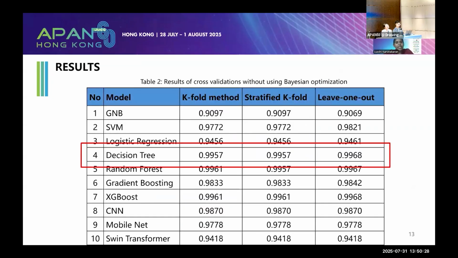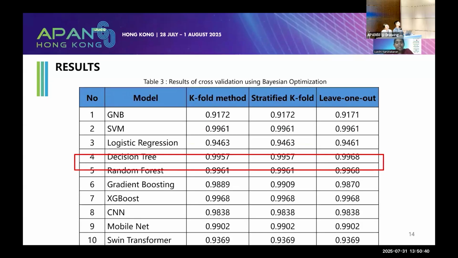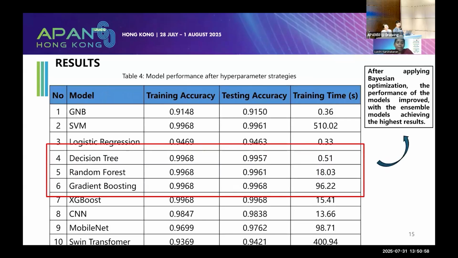With these machine learning and deep learning concepts, we first checked the results without using Bayesian optimization, using cross-validation techniques, and then checked the results after applying Bayesian optimization techniques. Comparing the results, applying cross-validation improves the model performance, and after applying the hyperparameter strategies, the ensemble models achieve the highest testing and training accuracy values compared to the other results.